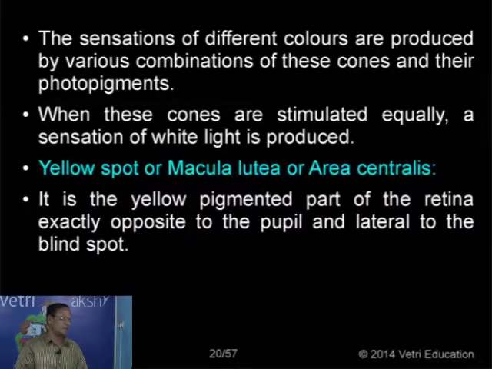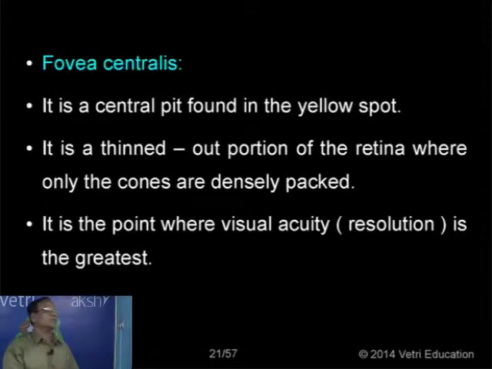Macula lutea or area centralis is a yellow part which is normally present just opposite the pupil. It is a part of the retina, lying lateral to the blind spot. Now in the middle, what is the fovea centralis? It is a central pit, a shallow region formed in the yellow spot or macula lutea, or area centralis. So the fovea is a part of the yellow spot.